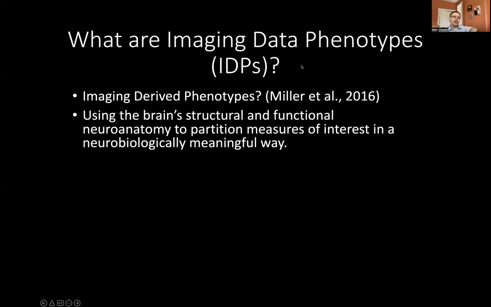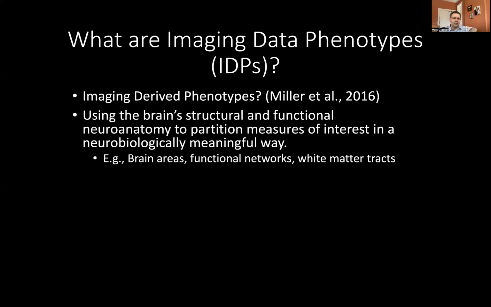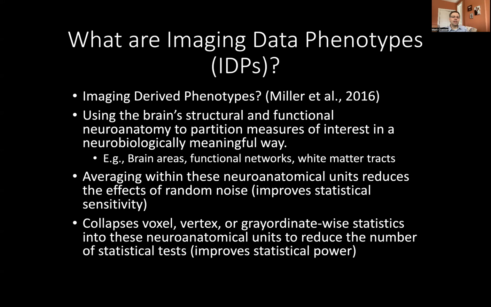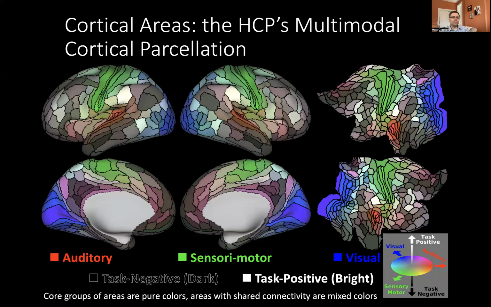But my take on this is using the brain's structural and functional neuroanatomy to partition measures of interest in a neurobiologically meaningful way. So that means using things like brain areas or functional networks or white matter tracts, and averaging within these neuroanatomical units to reduce the effects of random noise, improving one's statistical sensitivity, and also collapsing the voxel-wise, vertex-wise, or gradient-wise statistics in these neuroanatomical units to reduce the number of statistical tests, which improves one's statistical power.